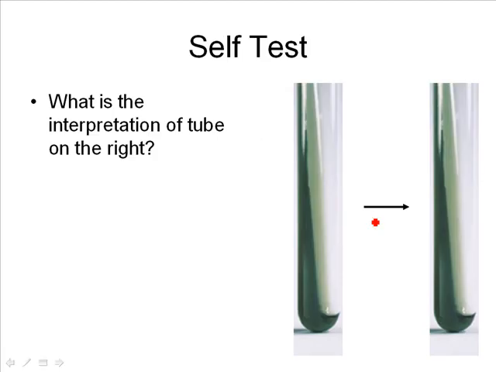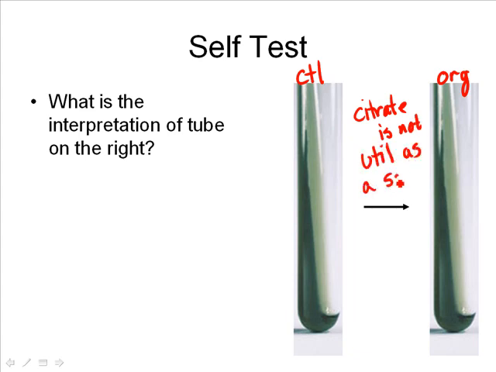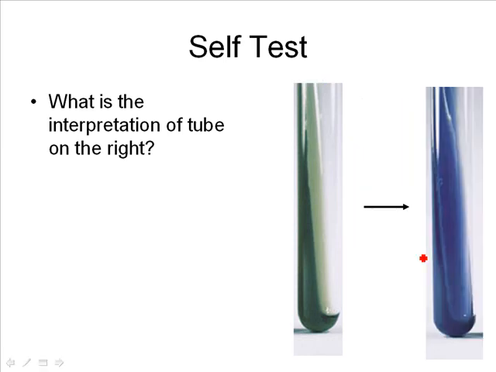All right, let's test ourselves for that practical then. What is the interpretation of the organism on the right? Here's your control tube. Here's where we added our unknown organism. What is the interpretation? That is correct. The organism was not able to use citrate as its sole carbon source. Therefore, the pH of the media did not change. So in this case, citrate is not utilized as a sole carbon source. Well, now this is easy, right? Let's go on to the next one.